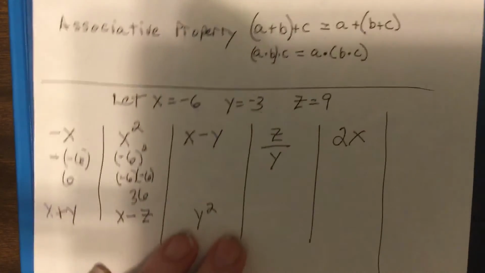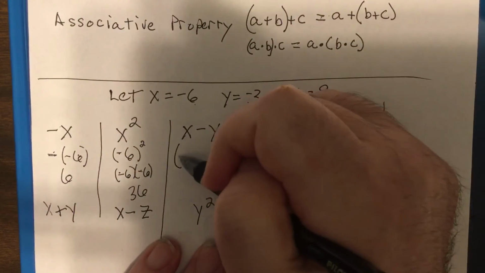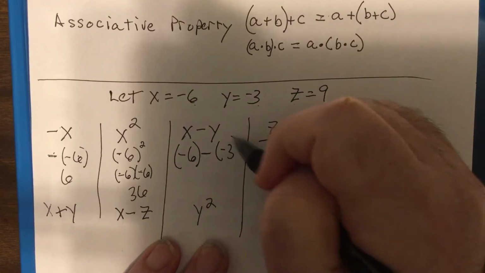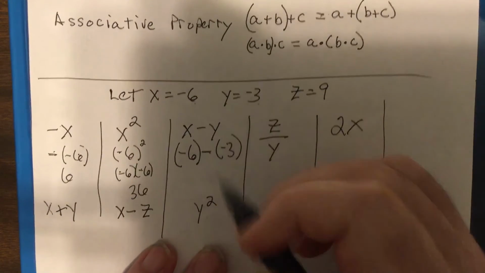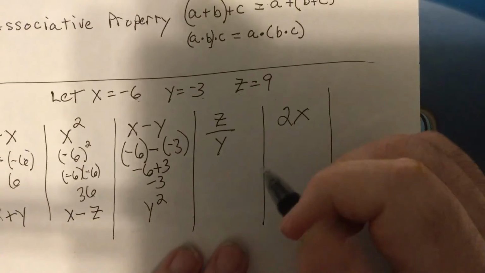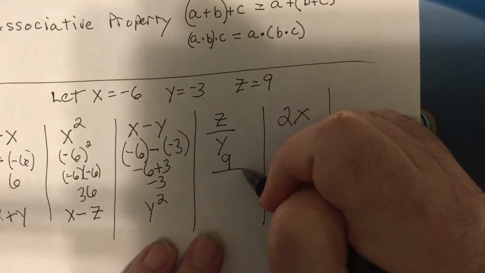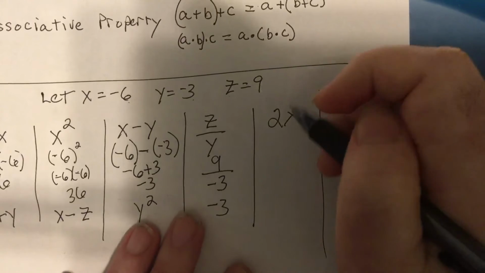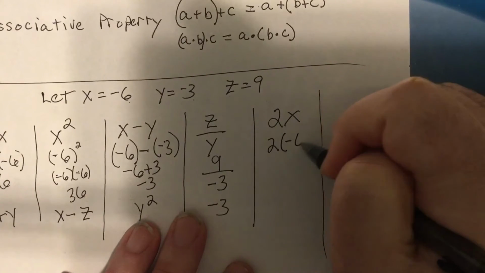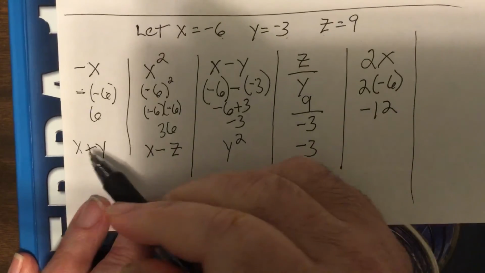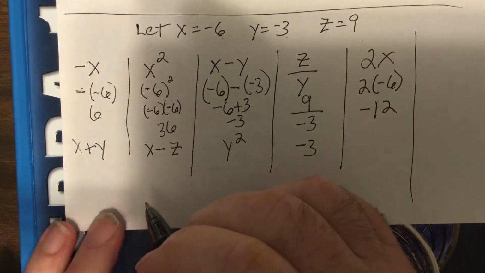Tricky, tricky, tricky. So this one would be -6 minus a -3, use parentheses, minus a minus is plus, -6 plus 3 is -3. This one, 9 divided by -3 would be -3. And then 2 times -6 in parentheses would be -12. Do these bottom 3 right here, and then turn me back on.